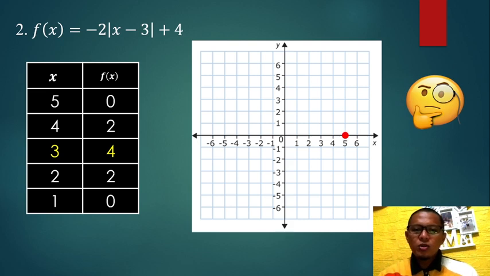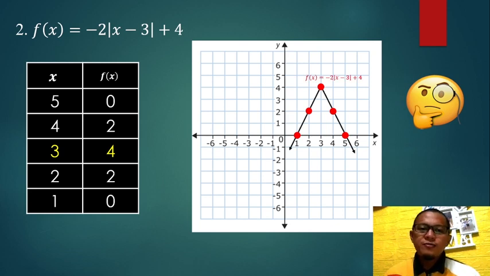So 5 and 0 lies on the x-axis. 4 and 2 is found in the first quadrant. 3 and 4 is still in the first quadrant. 2 and 2, and 1 and 1. Let's connect all the dots. That is the graph of f of x equal to negative 2 multiplied by the absolute value of x minus 3, plus 4.